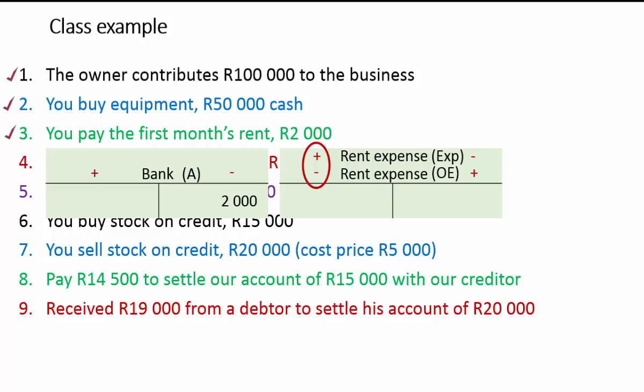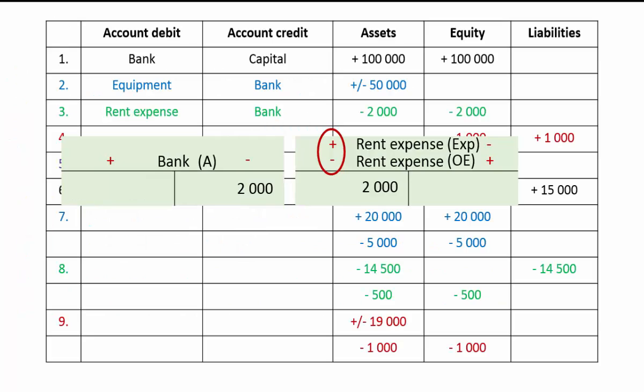I'm going to use the top option with rent expense as an expense account where we debit the expense with 2,000 Rand in this case when we want to increase the expense account, which has a negative effect on owner's equity. Filling this in on my table, you will see that we have credited the bank account and debited the rent expense. If you look at transaction number 2 and 3, we have debited equipment, we have debited rent expense. In other words, we've debited what we've bought or debited what we've paid for. The reason being we have to credit the bank.